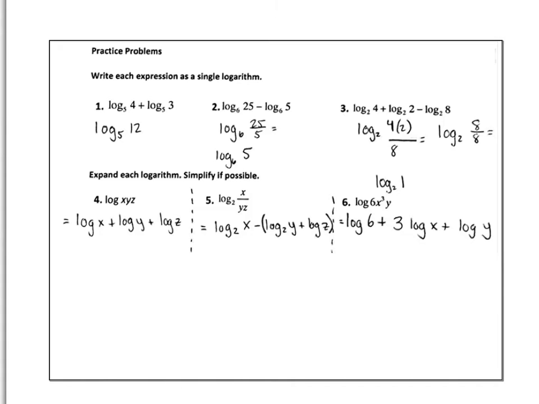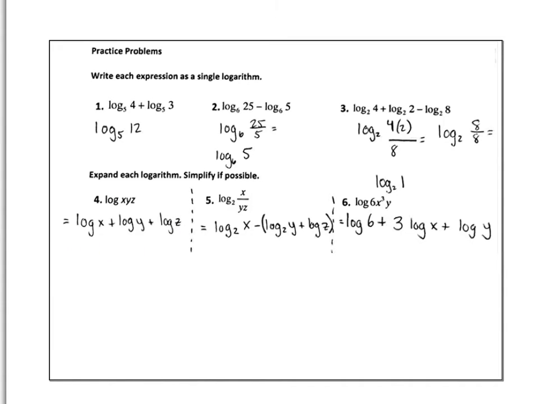Numbers 4, 5, 6, we're doing the opposite. We're expanding them. So however many pieces are in there is how many logs we need. So since we have an x, y, and z, that means 3 logs, 1 for each of them. They're being multiplied, so we expand them by addition. And there's no exponents or anything, so this is the answer.